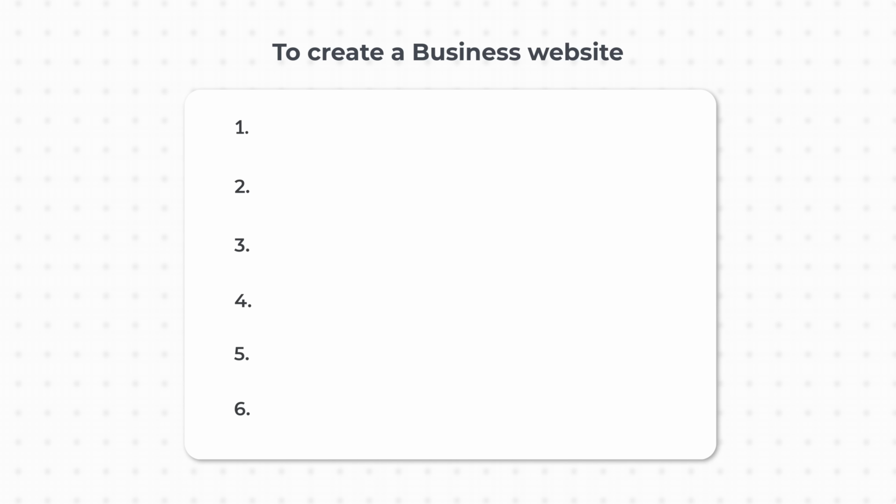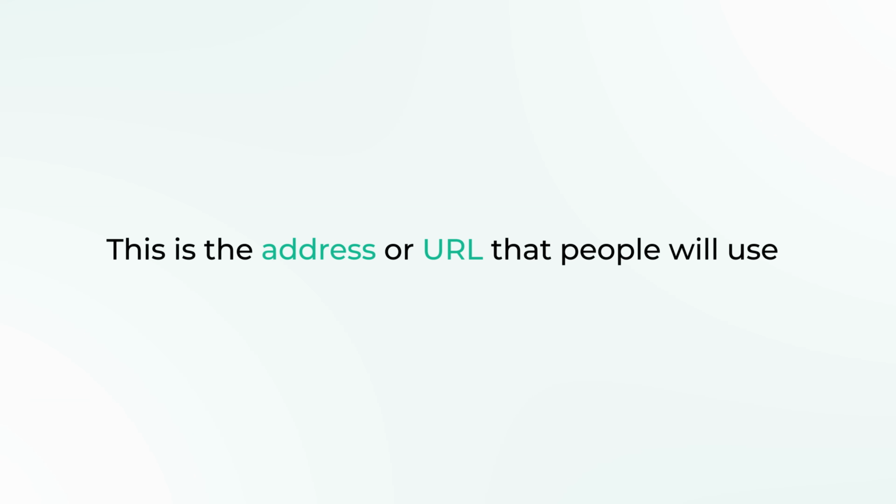To create a business website, we are going to do 6 steps. The first step is to get a domain name for your website. This is the address or the URL that people will use to reach your website. For example, youtube.com or facebook.com. Similarly, you can choose the name you want and make it yours.